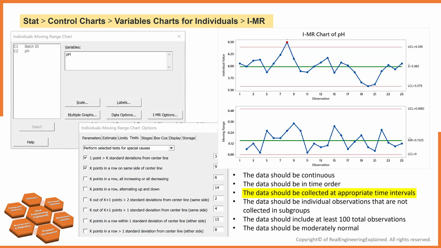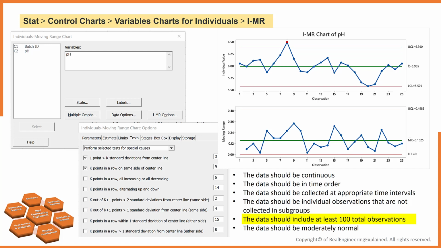Select a time interval that is short enough that you can identify changes to the process soon after the changes occur. The data should be individual observations that are not collected in subgroups. The data should include at least 100 total observations.